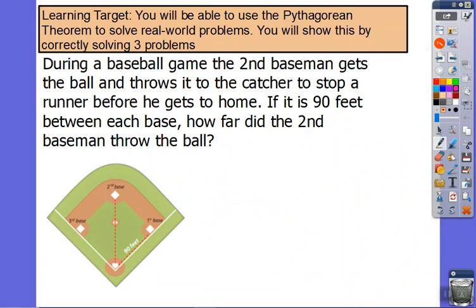During a baseball game, the second baseman gets the ball and throws it to the catcher to stop a runner before he gets to home. If it's 90 feet between each base, how far did the second baseman throw?